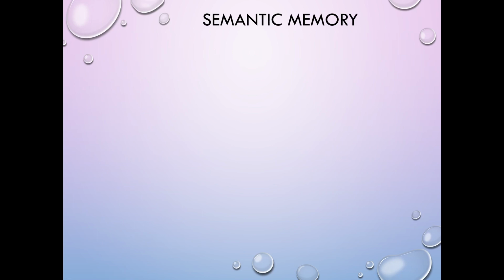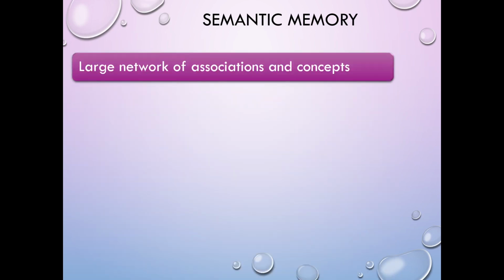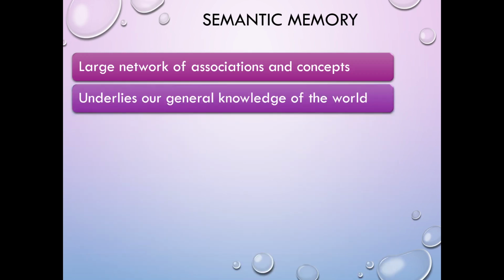So, first off, we have to start by giving you a new definition for the word semantic. So far, I've been using semantic to refer to your understanding of something. Semantic memory is thought of as a large network of associations and concepts. So you can see how the idea of understanding still relates. But now we're talking about, I want to say thing, right? That's inside of your head, a large network of associations and concepts that underlies our general knowledge of the world.